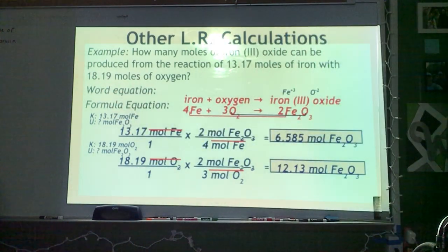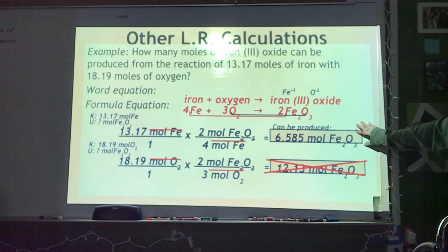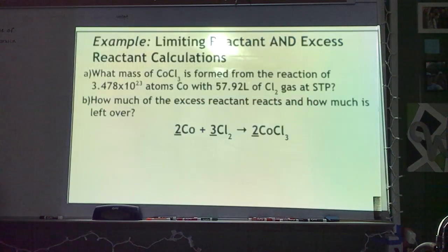So now I look to see which one is going to be my limiting and what is my theoretical yield. I always want to pick the smaller of the 2 numbers. So that means I can produce 6.585 moles of iron 3 oxide. And it would also mean iron would be my limiting reactant. Also, not always is the top one going to be your limiting reactant. Just for these 2 problems it happens to be. So just be aware of that. Don't always assume that first one you do is going to be your limiting.